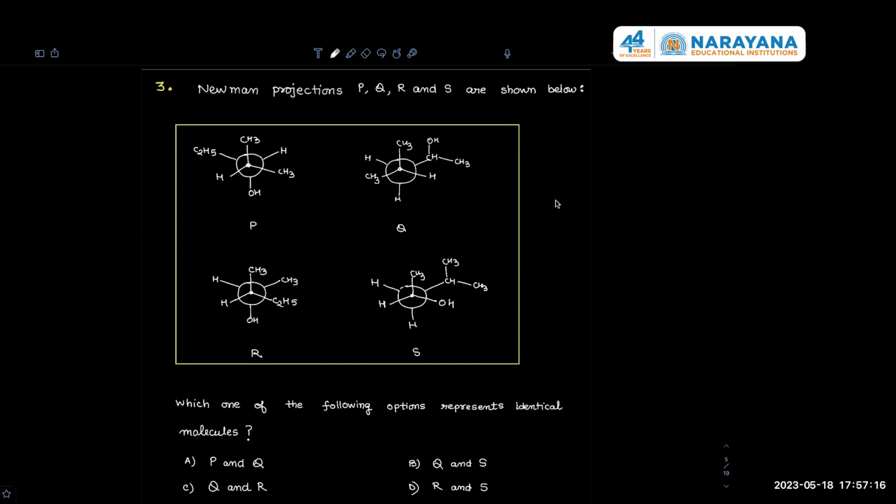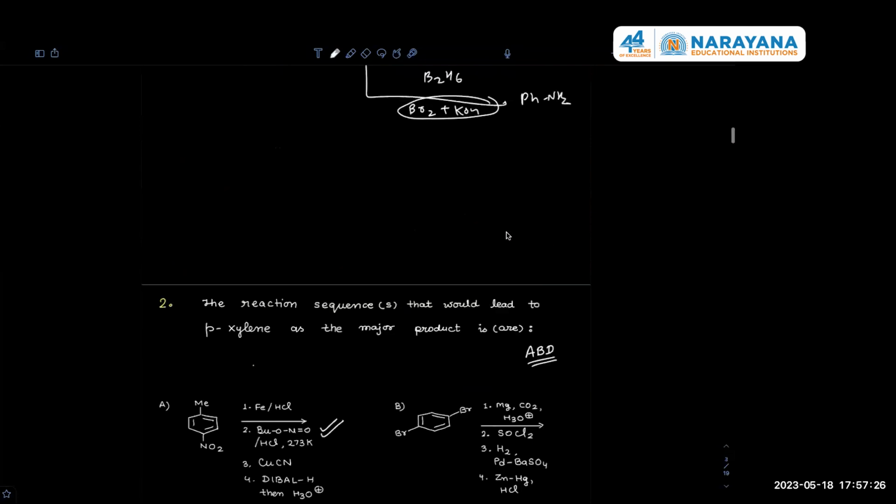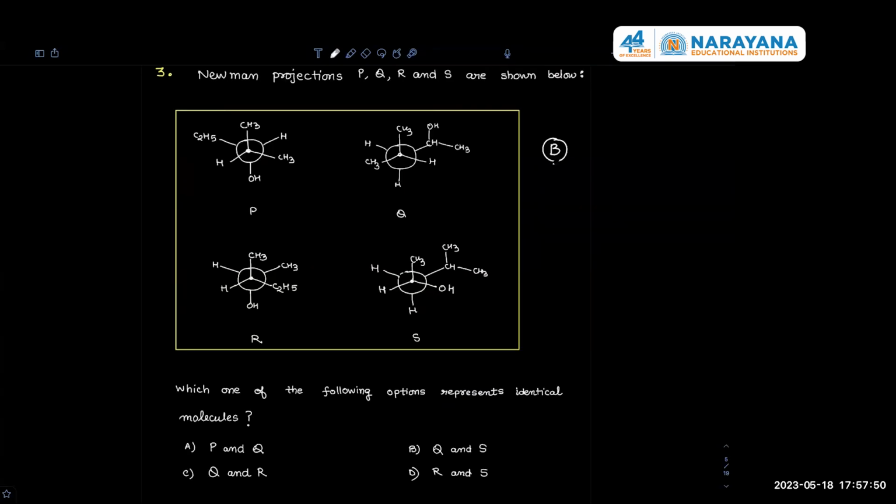Sir, option B. Option B, yes, B sir, is Q and S. You are saying option B. Okay. Yes, absolutely. Option B is the answer.